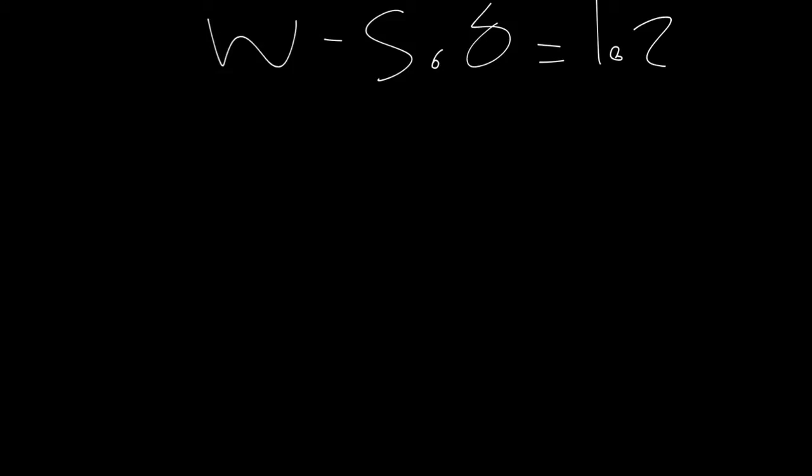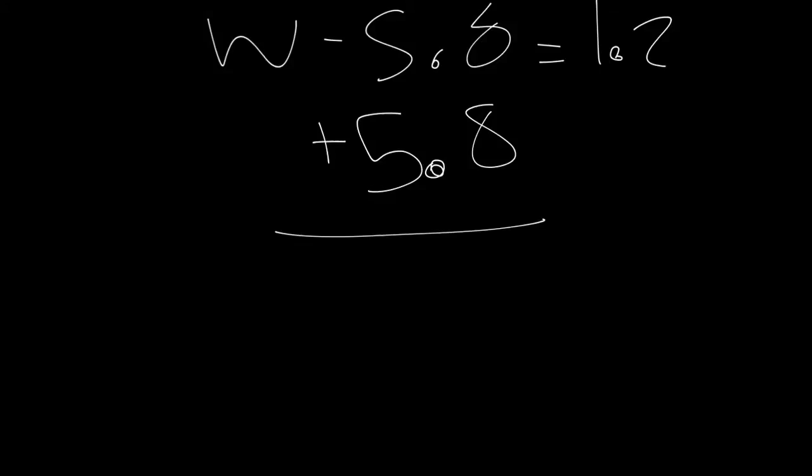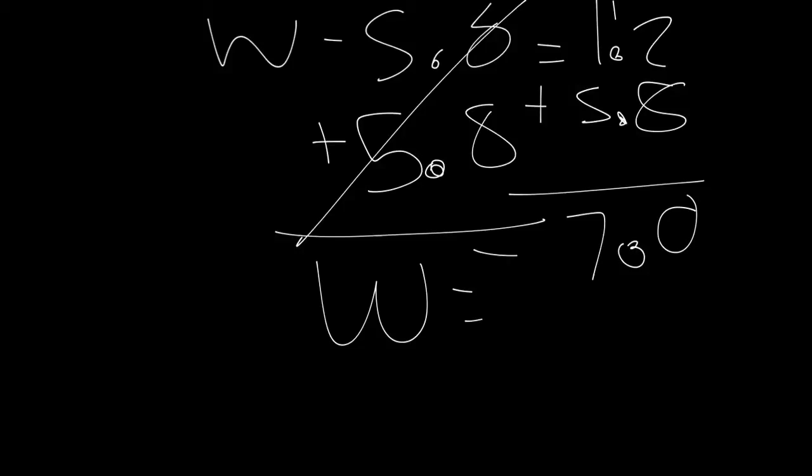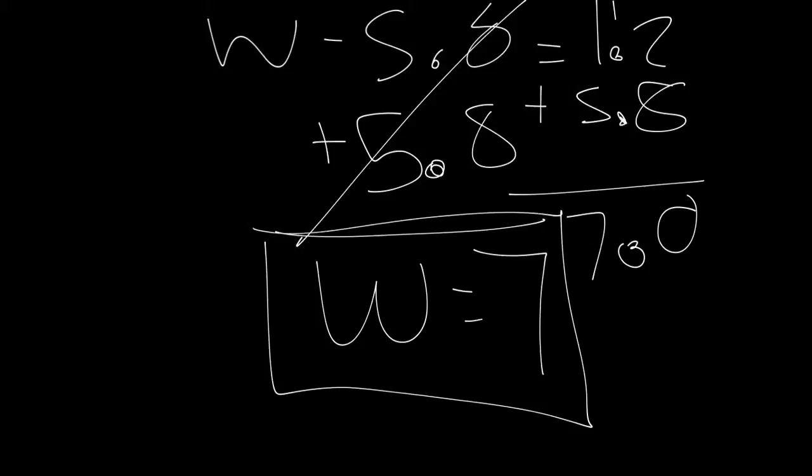When doing these types of problems, you will have to look at the variable. Since the variable is being subtracted by 5.8, we're going to add 5.8 to both sides. These cancel each other out. W equals, then 5.8. You add it over here, and you get 7. So W equals 7, and that is our answer.